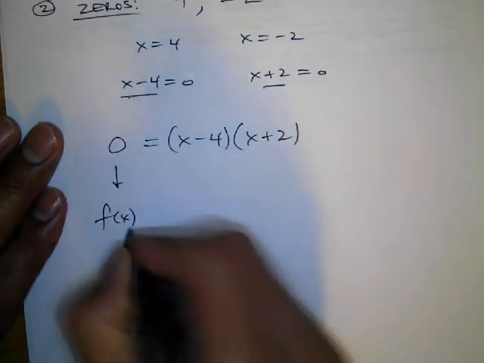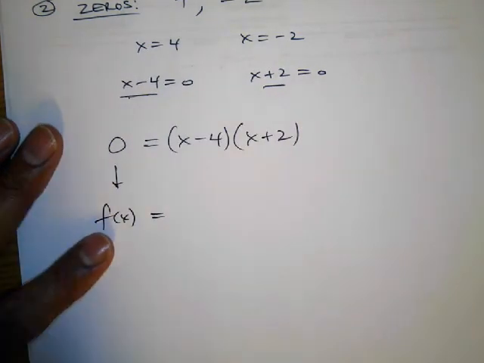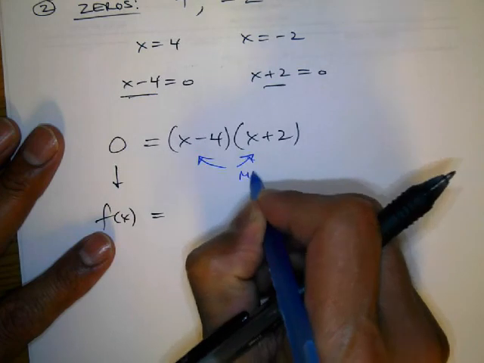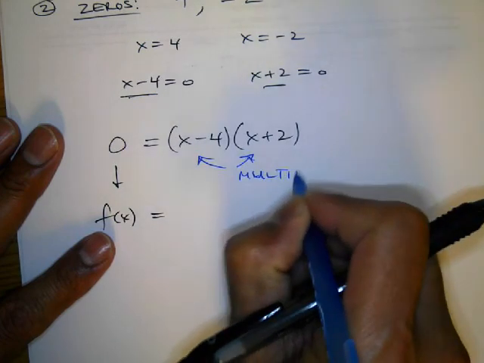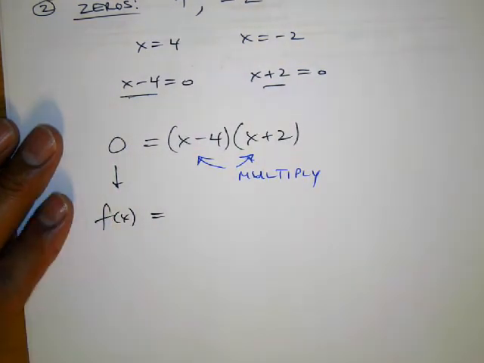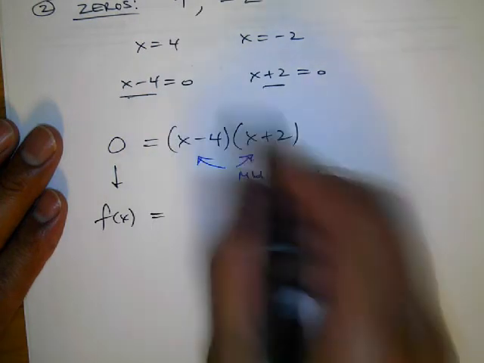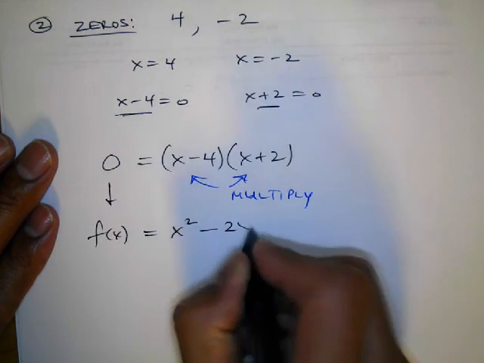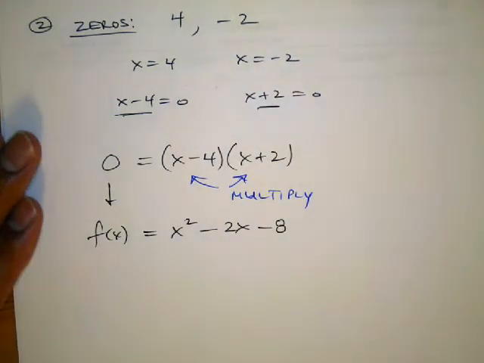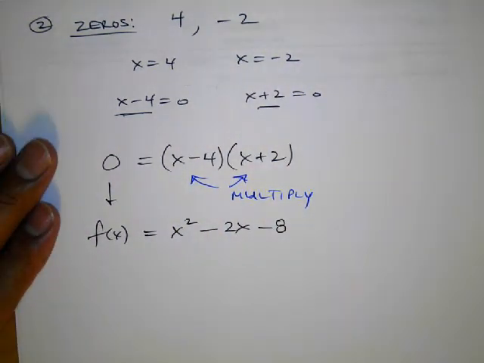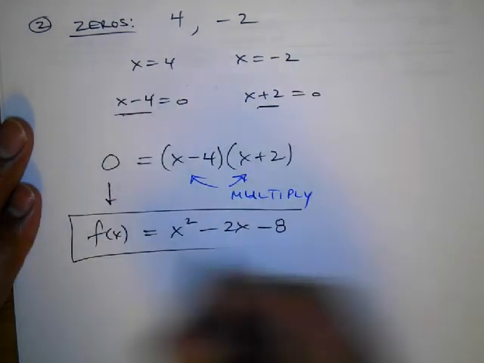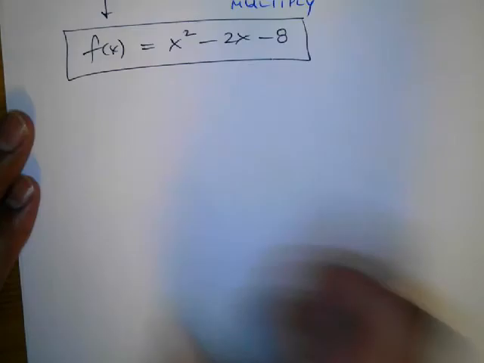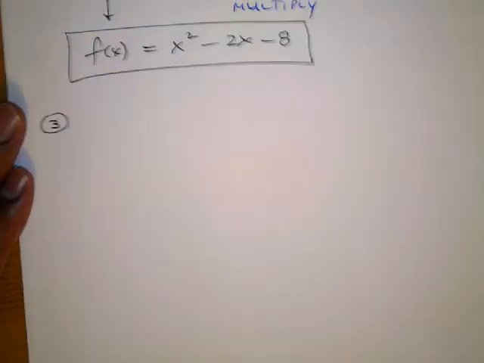And now to find the polynomial function, that becomes f of x. And then now you have to multiply these two to get your polynomial function. You can practice it on your own or do the FOIL method. I already know what it is. It's going to be x squared minus 2x minus 8. Okay. Now let's pick it up. Number 3.